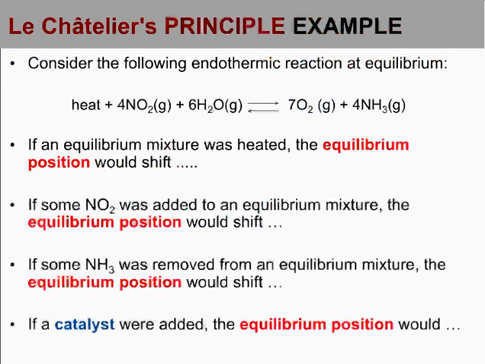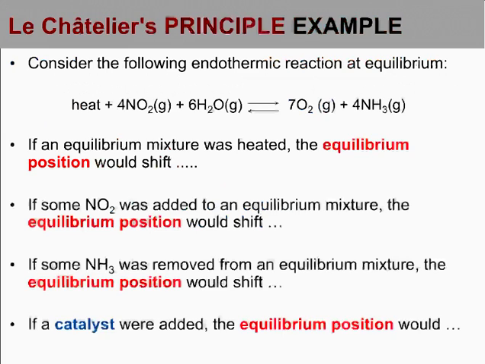So let's look at an example problem for Le Chatelier's principle. Let's say we have a reaction between 4 moles of nitrogen dioxide and 6 moles of water as a gas. And then we also have to add heat. So this is endothermic. And then let's say we produce 7 moles of oxygen and 4 moles of NH3, which is ammonia. Remember, because this is endothermic, heat is listed as a reactant.